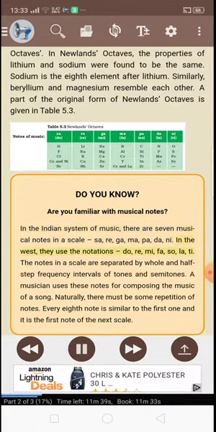In the West, they use the notations do, re, mi, fa, so, la, ti. The notes in a scale are separated by whole and half-step frequency intervals of tones and semitones. A musician uses these notes for composing the music of a song. Naturally, there must be some repetition of notes. Every 8th note is similar to the first one, and it is the first note of the next scale.